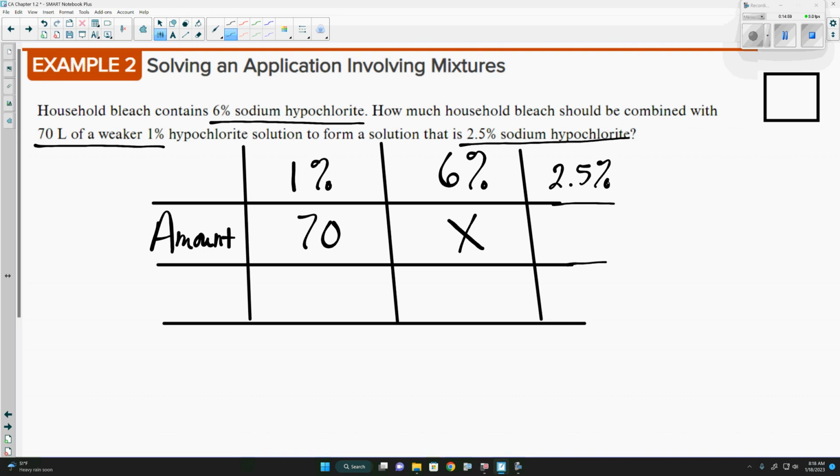Now with this one, unlike the last one, we're combining it, yes? Are we told what the combined volume is going to be? No. But however much of the 1% we put in, which is 70 already, we're adding to it the 6%. So we're adding these two amounts together, so our total volume is whatever those two are. In the previous one, it was set, because we were set at $8,000. Here, however many liters of 6% we add will be added to the 70. So this is our total amount.